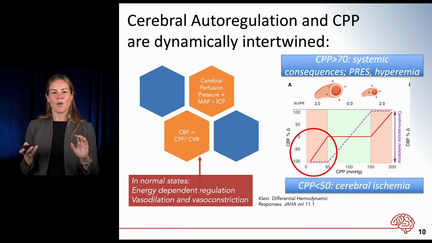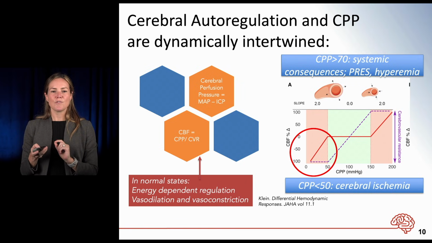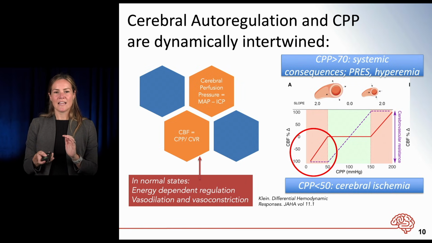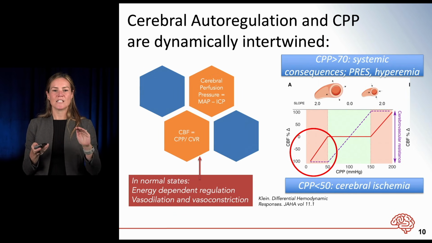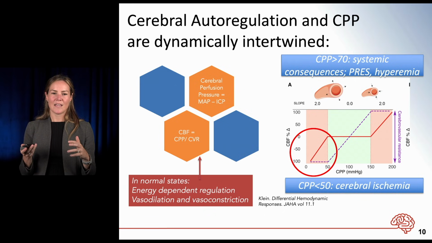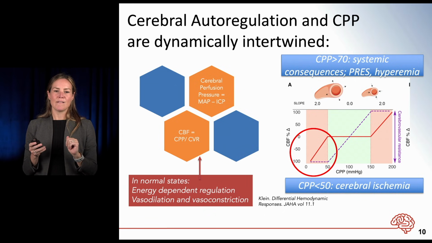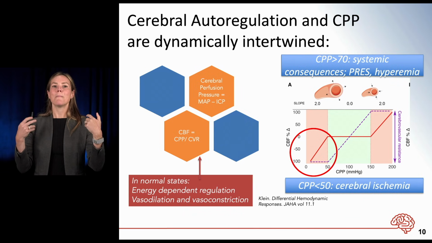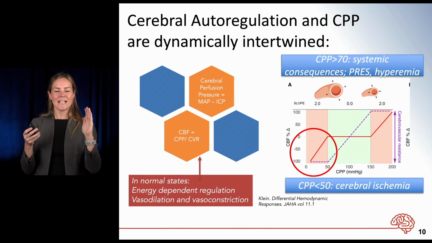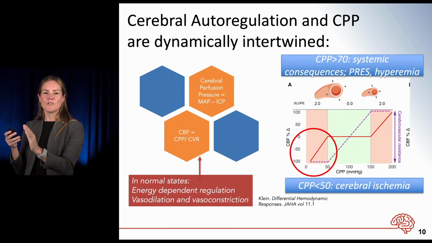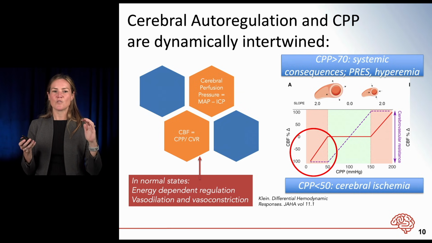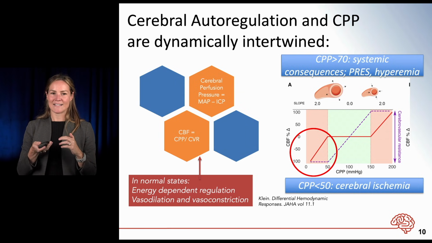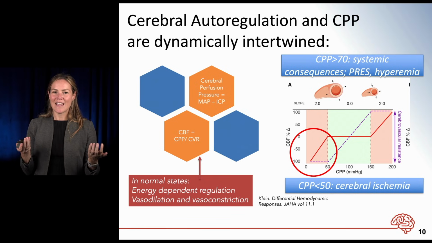So I want you to focus on what's in the green area there. The bottom of this chart, or the graph, shows your CPP in millimeters of mercury. And you can see in the green area, when your CPP, or your MAP minus your ICP, is anywhere between 50 to 150, your brain can do a pretty good job of keeping the cerebral blood flow, which is on our y-axis, constant. That's a good thing, and it does that by changing the caliber of the arteries, right?